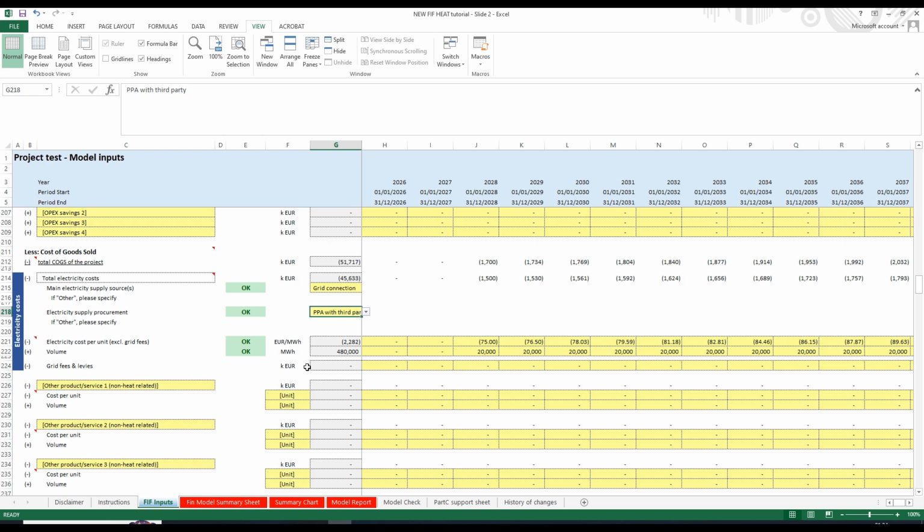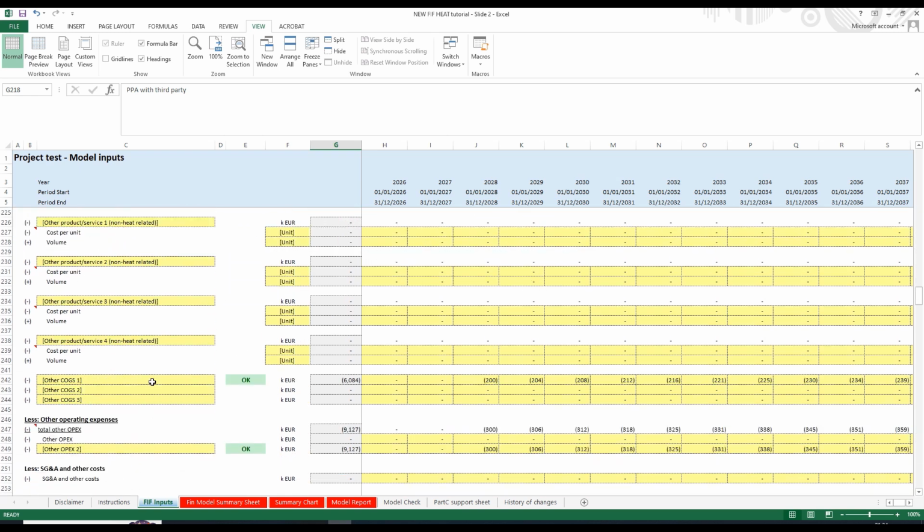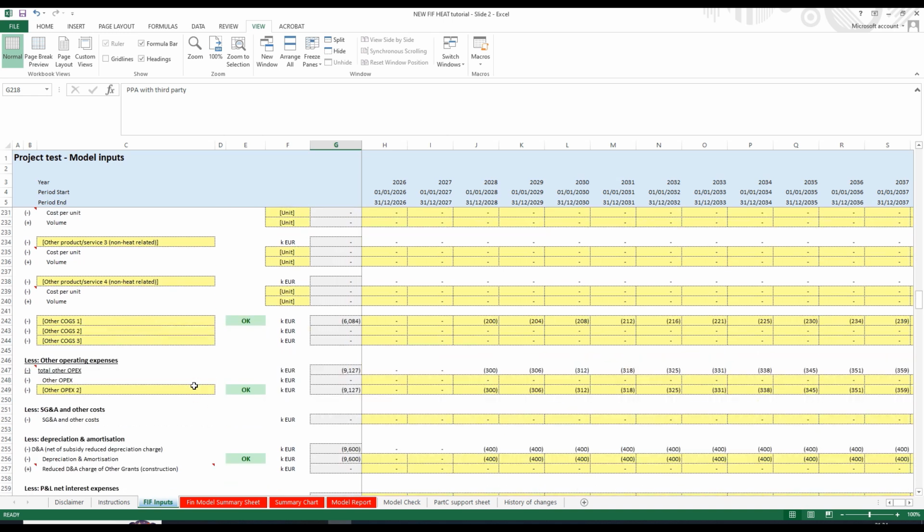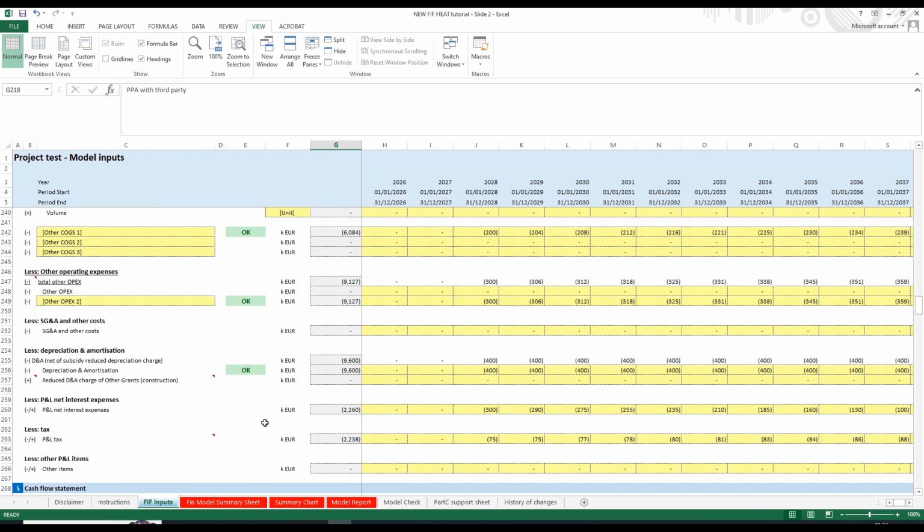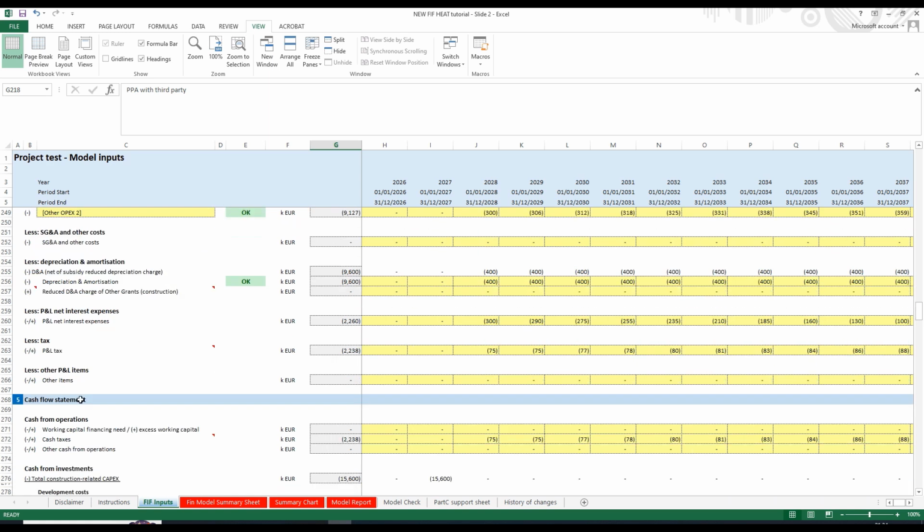Operational costs related to other elements can be entered below. Several rows are available for other operating OPEX as well as SG&A, selling, general and administrative expenses. To complete the profit and loss statement, enter values for depreciation and amortization, net interest expenses and taxes. As a side note, if there are CAPEX-related subsidies, you may reflect this by entering reduced depreciation expenses in the row provided below depreciation and amortization. We now move to the cash flow statement.